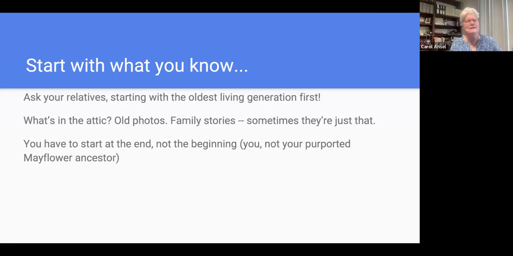You have to start at the end, not the beginning. It's a weird way I was trying to phrase this, but as I said, not your purported Mayflower ancestor. If you try to start with, say, one of the Mayflower passengers, and you say, well, my great grandmother told me we were related to him or her, and so you go to their spot on the tree and start tracking it down, well, they probably had 10 or 12 children, and each of them may have had 10 or more children. By the time you start stretching it out, you're going to have way too many choices of where to go to try and get back to yourself. So you really need to start with yourself, your parents, their parents, and work your way backwards. It's much more efficient than trying to do it the other way.